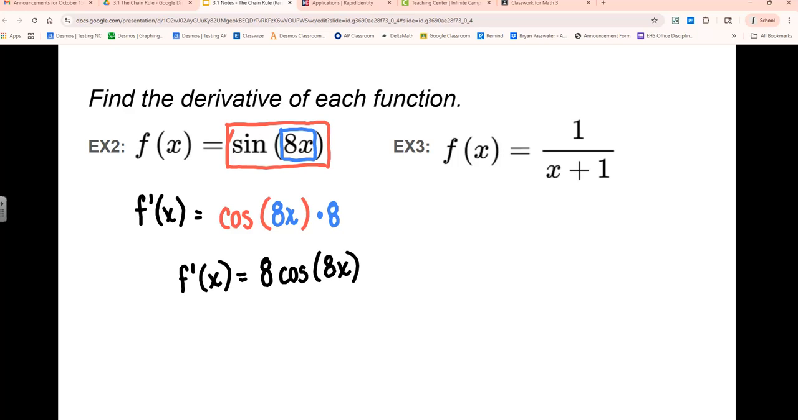Now, if I had given you example 3 before today, you could have done it. What would you have done? Quotient rule. Okay, you can still do this with quotient rule, and it will work beautifully. I just want to offer another option for you. If there is only a number in the numerator, this only works if, well, actually, it can work other ways, but it's going to be a little more complicated. If there is only a number in the numerator, then I could just think of it this way as x plus 1 to the negative 1 power.